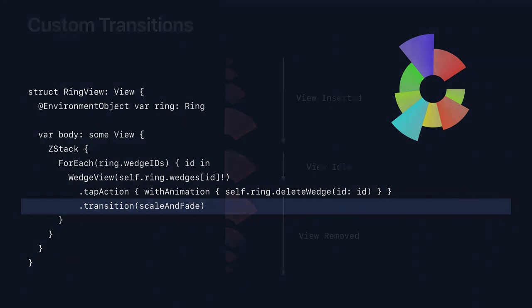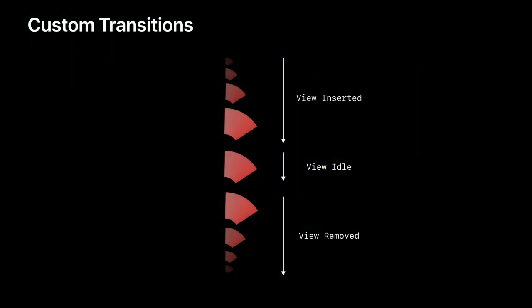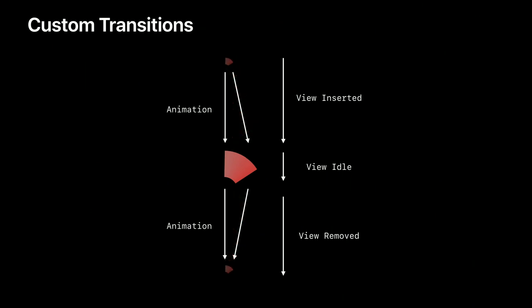OK, so if we think about what this transition is going to do, when the views are added, we want them to start off scaled down and faded out. And as they animate in, they'll scale up to the normal state. While they're sitting in the view hierarchy, they'll just sit there. And then finally, they'll reverse that transition to get removed. And so if you think about that, we don't need to define all those frames, obviously, because we have an animation system. And if we define the end states, the animation system will take care of the rest.